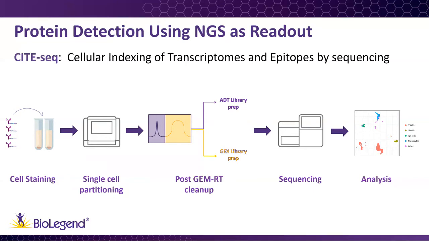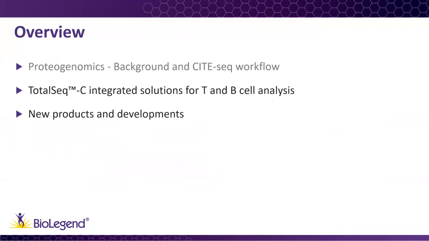This is the workflow as it was initially optimized and named CiteSeq by the researchers at the New York Genome Center. Now, moving on to the applications of these novel reagents, I wanted to start by describing the characterization of antigen-specific T and B cells, which couldn't be more relevant to COVID-19 related and other research efforts.